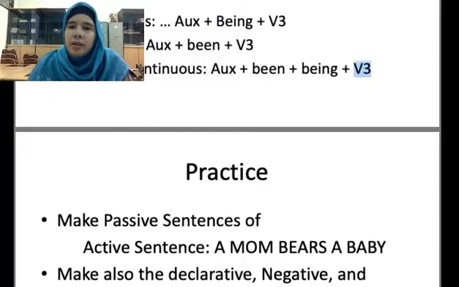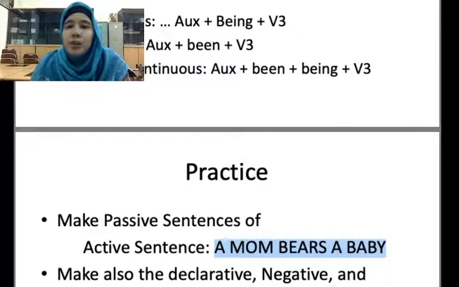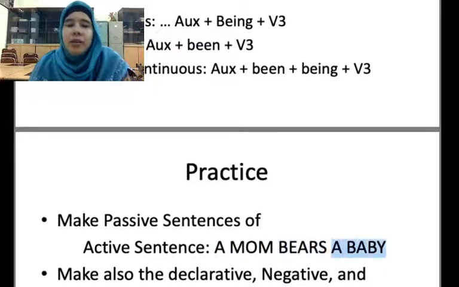Okay, so in your practice, you need to make a sentence. You need to break down one sentence. This is the sentence that you have to break down: A mom bears a baby. Okay, this one sentence should be broken down by you into its passive sentences based on the 12 tenses. Because there are 12 tenses in the passive voice, you need to break it down into 12 sentences with the same sentence, a mom bears a baby. For your information, a mom bears a baby is a simple present. A mom is the subject, bears is verb 1, a baby is the object.